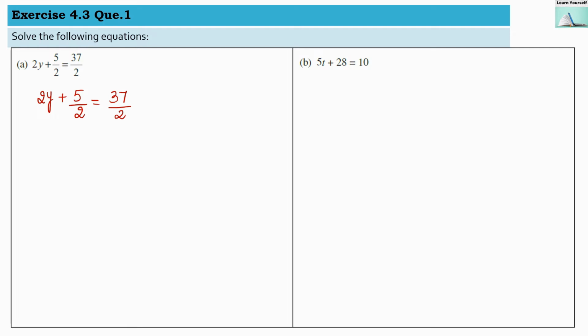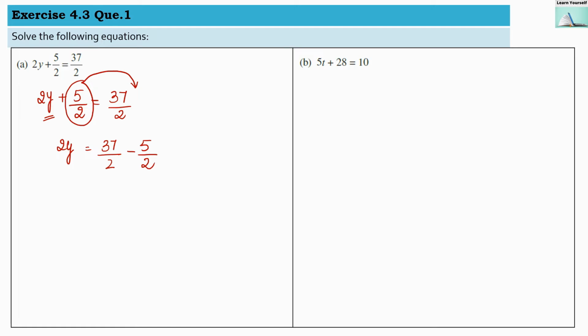Now from this we have to find the answer y equals to, the value of y. So first we have to separate this variable. So 5 by 2 we need to shift towards the other side, towards LHS. Now this is positive 5 by 2. Once it shifts its side from RHS to LHS, it will become minus. So 2y equals 37 by 2 minus 5 by 2. What I have done here is changed the side for 5 by 2.